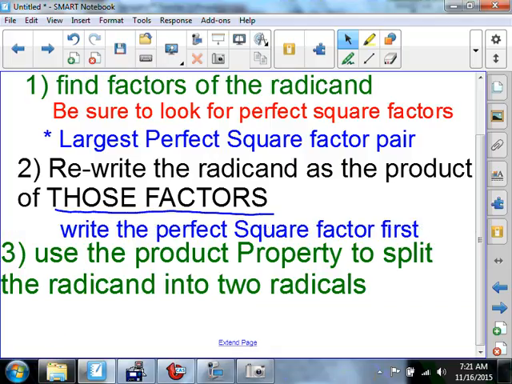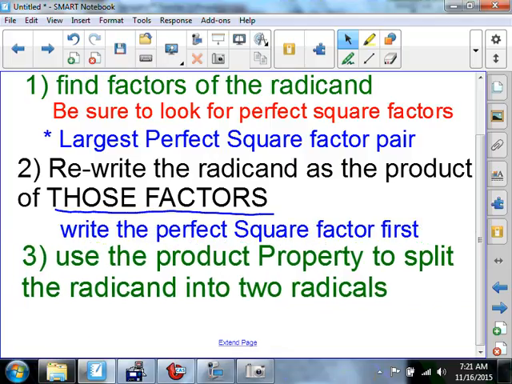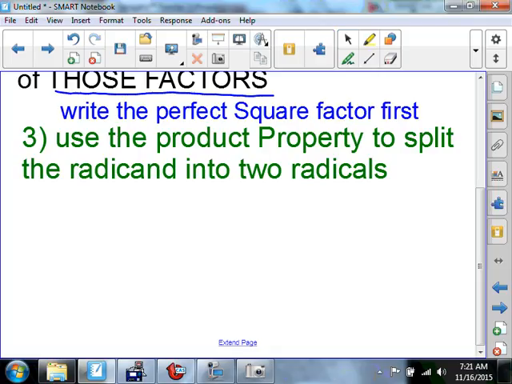The product property is true for any non-negative real number. It says the square root of something times something is the square root of the first something times the square root of the second something. This is true where A and B are greater than or equal to 0, and they're real numbers. So we can't use this property if we're dealing with negatives, but it is true for positive real numbers.